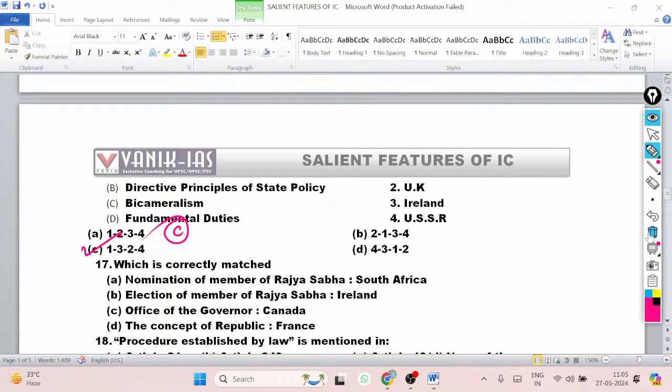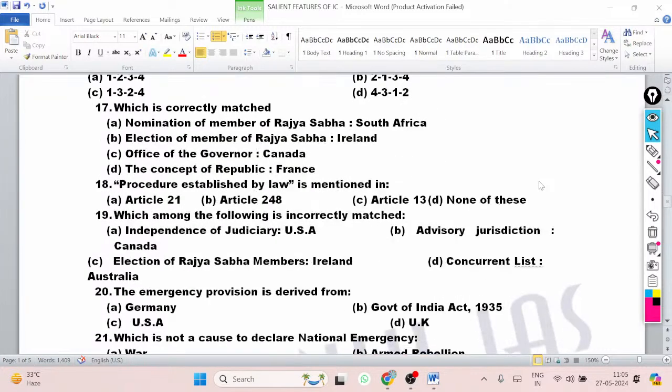We'll now come to question number 17. Nomination of members, which is correctly matched? Nomination of members of Rajya Sabha is borrowed from South Africa. It is incorrect because nomination of members of Rajya Sabha under Article 80 is borrowed from the Irish constitution. Election of members of Rajya Sabha is borrowed from the South African constitution. Office of the governor is from Government of India Act 1935. The concept of republic is from France. So only D is correct.